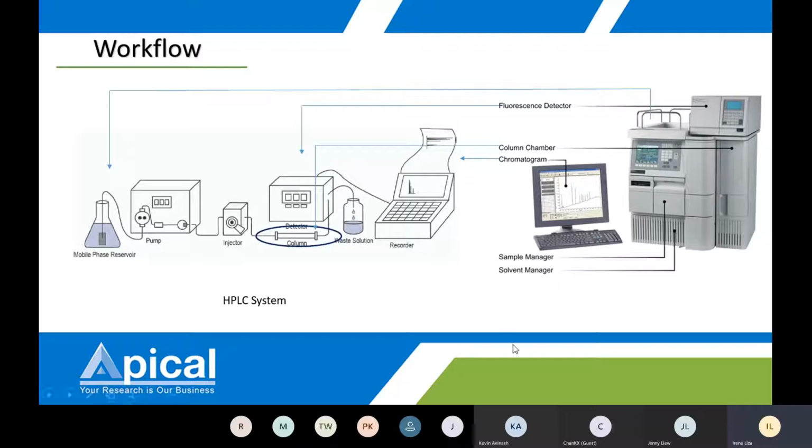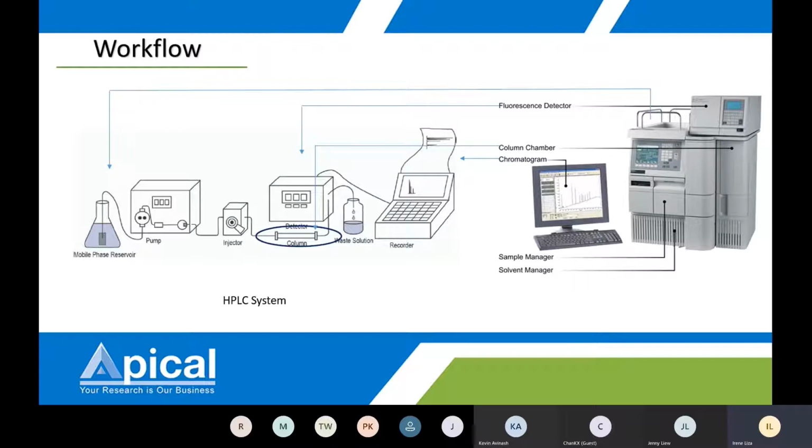So this is the workflow. The first is definitely a mobile phase reservoir, which is either a glass bottle or conical flask. To avoid clogging from insoluble compounds in the mobile phase, there is a suction filter attached to the inlet. Then you also have a pump, which moves the solution as a mobile phase at a consistent flow rate or pressure. There are two pumps required for gradient elution.